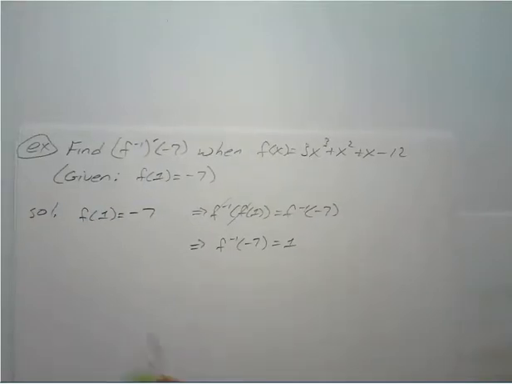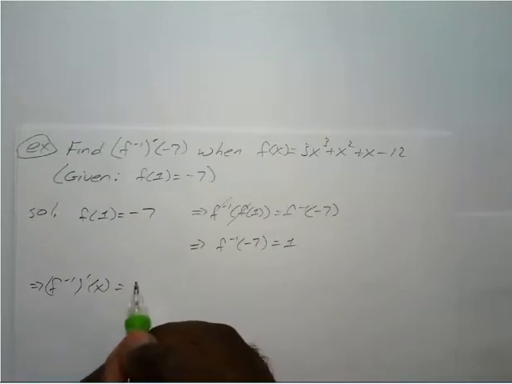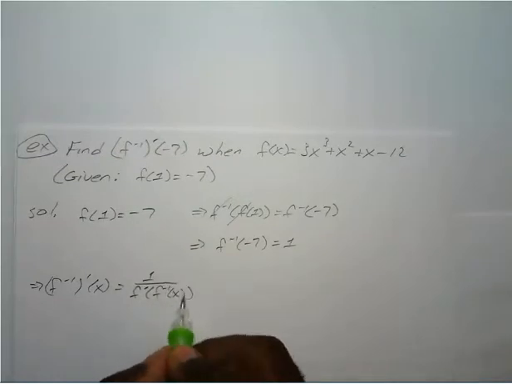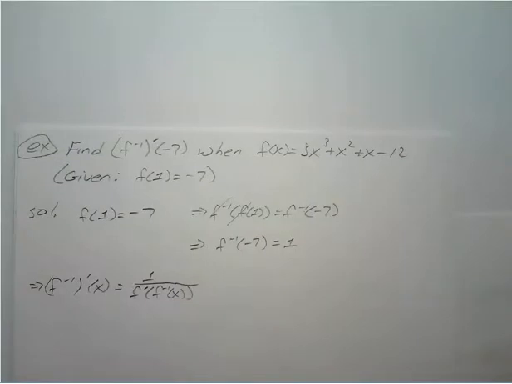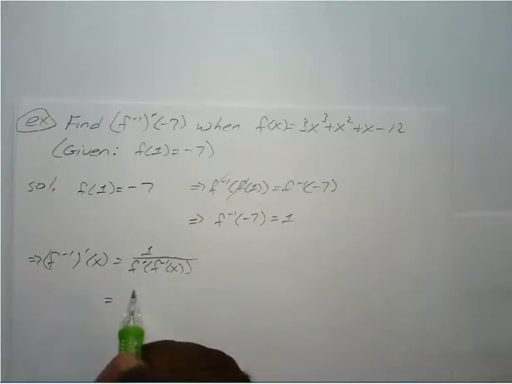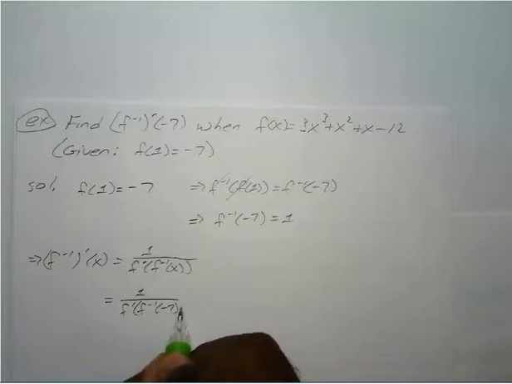So now going back to our formula, f inverse prime of x is equal to 1 over f prime of f inverse of x. Here, that means it's 1 over f prime. We already know our x is -7, so that's f inverse at -7.